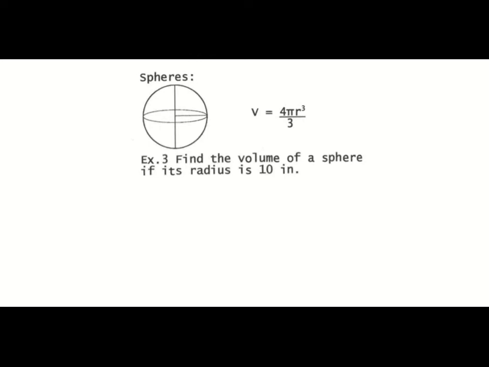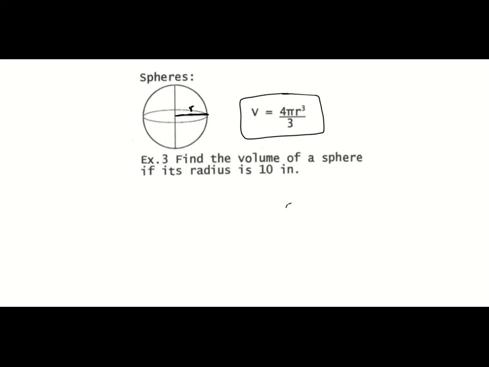For a sphere, my volume equation is a little different. It is 4/3 pi r cubed. And the only piece of information we need to know about our sphere to find its volume is our radius, which is right here, and we'll label it r. So if we're given the radius of our sphere, we can find the volume.